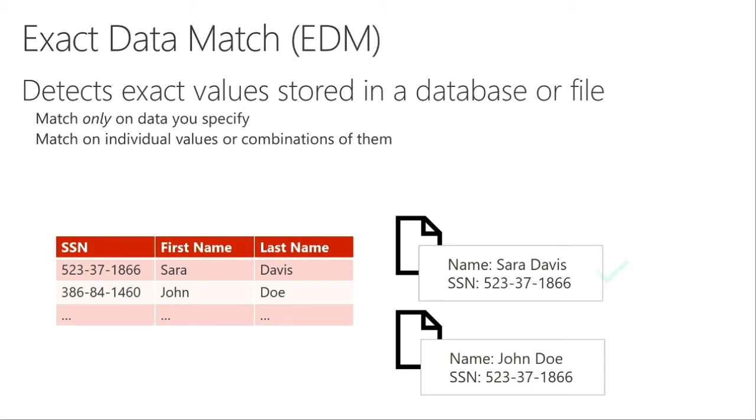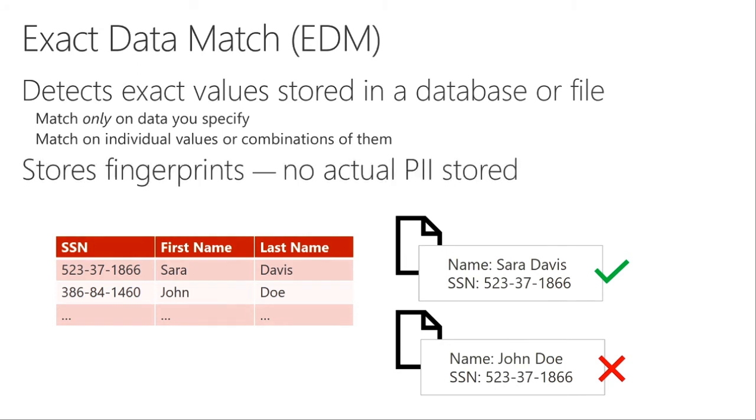But in the case of exact data match, where you've defined what you care about and different elements about that person, it will only match if you find the name and the social security number for that person. And you can, of course, configure what data in that table must be found and in what different orders and patterns and things. So this is something we're working on that will be available next year.